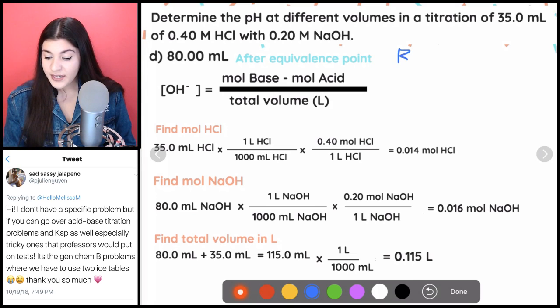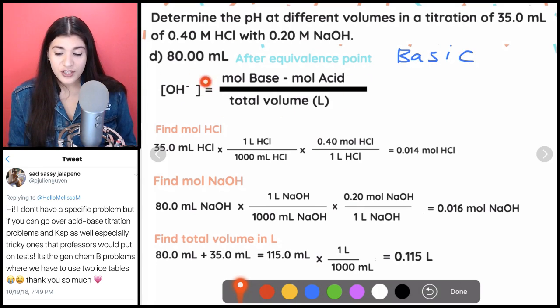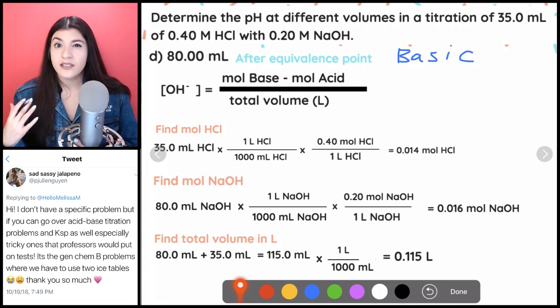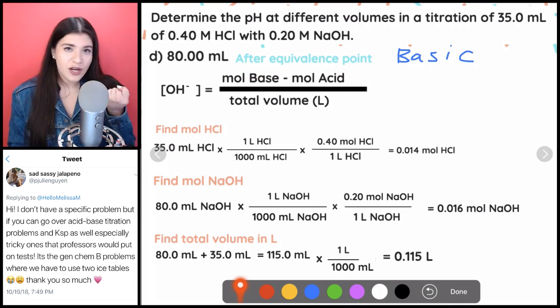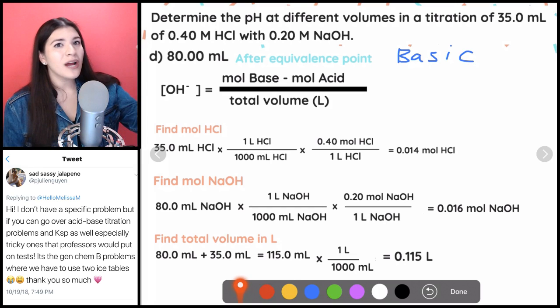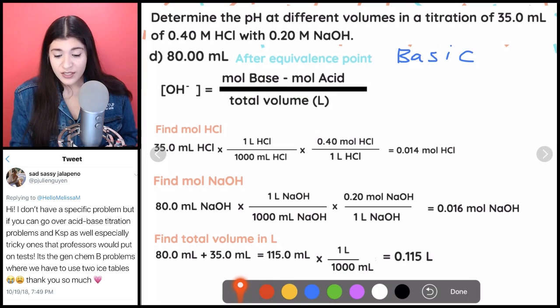So this is going to be basic. And that's exactly why the formula changed, because now we're looking at just the concentration of our base, because that's what's left inside the flask or the beaker. So in this case, we're going to have more moles of base than of acid, because that gets all used up. So we neutralized it. Now we're adding a lot more base, and then we're going to divide it by the new total volume since we added more NaOH, right? Now we're adding 80 milliliters of NaOH.